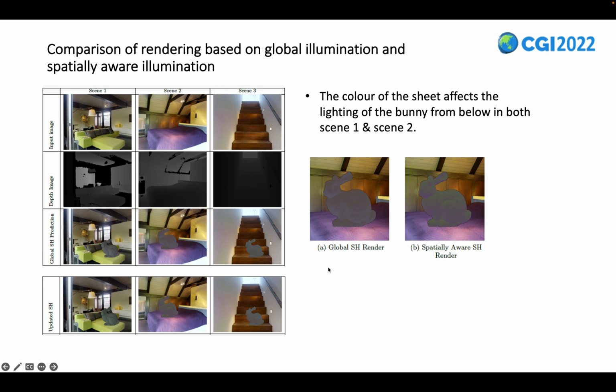Here we can see that this bunny is being rendered on top of a pinkish bed. In image A, this is illumination at the global level, and in image B we take our spatially varying lighting into account. We can see that image B looks more realistic compared to image A.